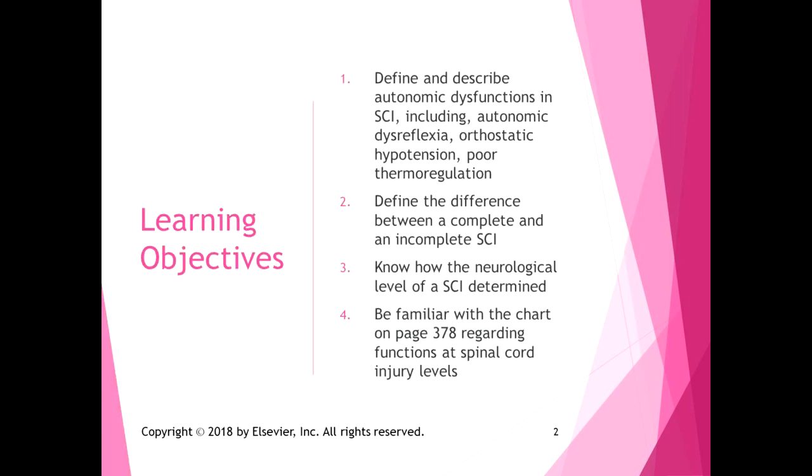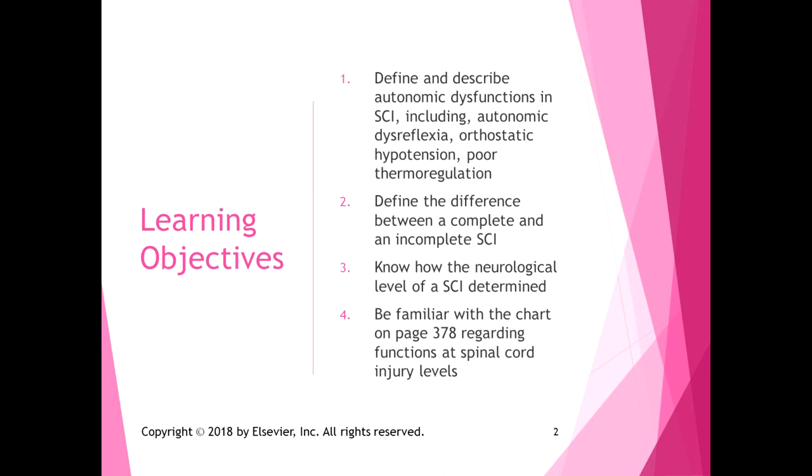So for this section, I want you to be able to define and describe the common autonomic dysfunctions in spinal cord injury, including autonomic dysreflexia, orthostatic hypotension, and poor thermoregulation. Those are all autonomic dysfunction. I want you to define the difference between a complete and an incomplete spinal cord injury, and know how the neurological level of a spinal cord injury is determined. There's a specific definition of that.